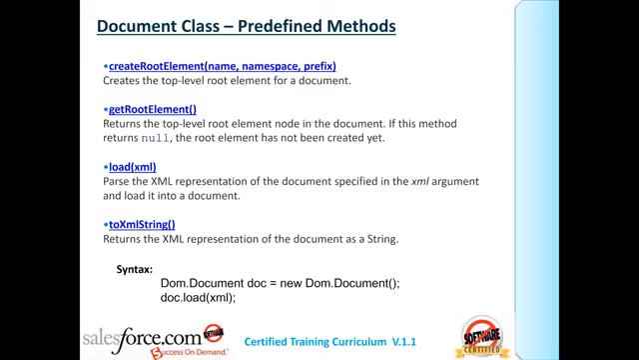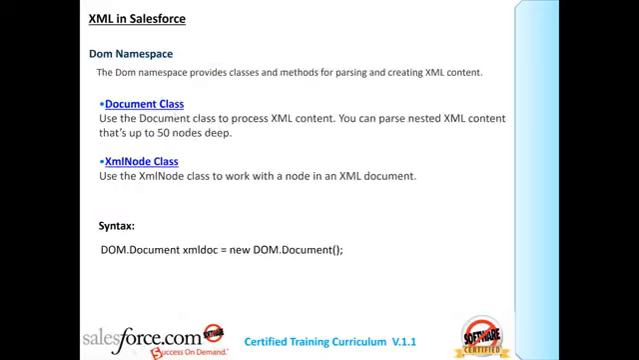Now let us see what the two classes are. The two classes are called the Document class and the XmlNode class, right? What is the namespace? DOM. Dom.Document, Dom.XmlNode. The way I used to say System.JSON, System.JSONParser, System.JSONGenerator, here there is no System. It's the DOM namespace. Only two: Dom.Document, Dom.XmlNode.